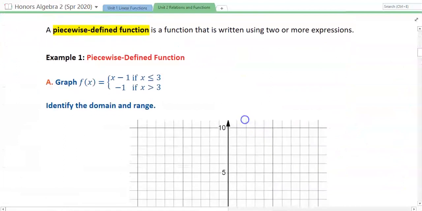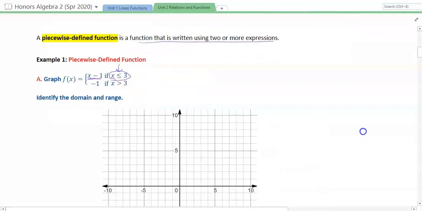And so our first type of function we're looking at is a piecewise defined function, or we'll just call it a piecewise function many times. And this is a function that is written using two or more expressions. And so we're going to look at a very simple case to start. And so in example A, we've got f of x is equal to x minus 1 if x is less than or equal to 3. And then f of x is going to be 1 if x is greater than 3. So what this is, these are our domain values. And it's telling us where we're going to have this function. Our function's not going to be, at least for this piece, the entire graph. It's only going to be where x is less than or equal to 3.